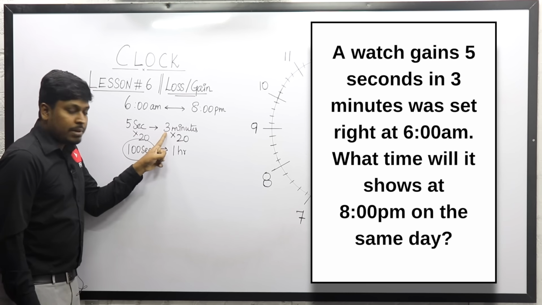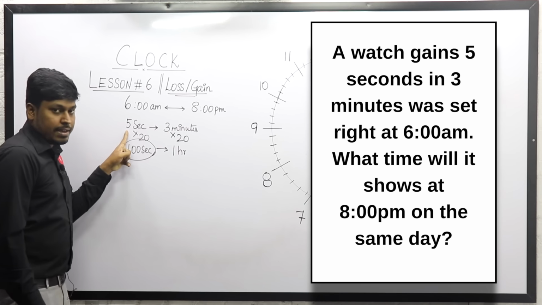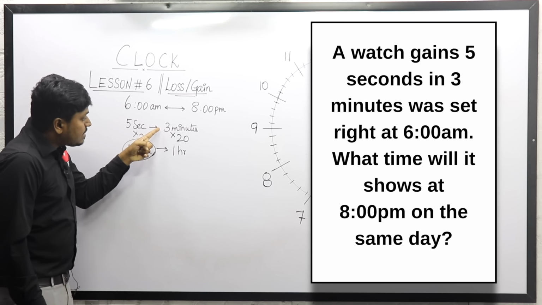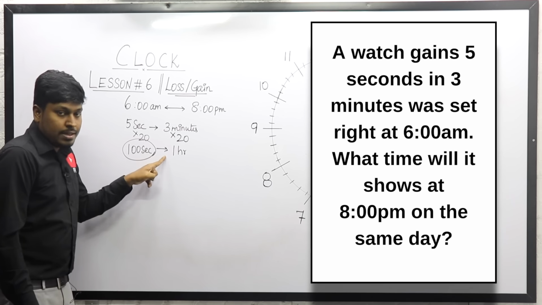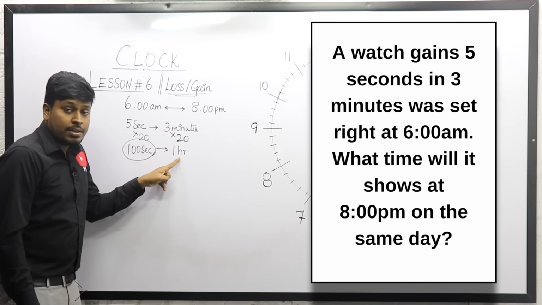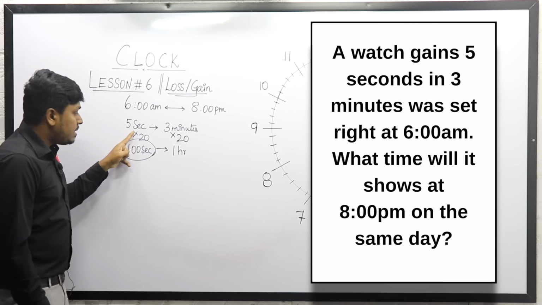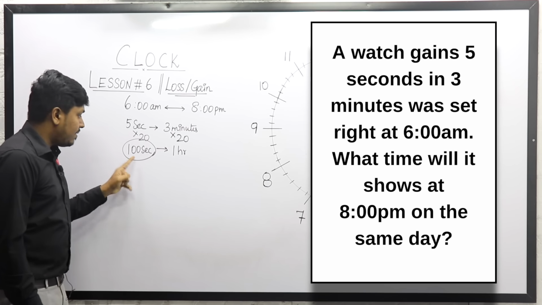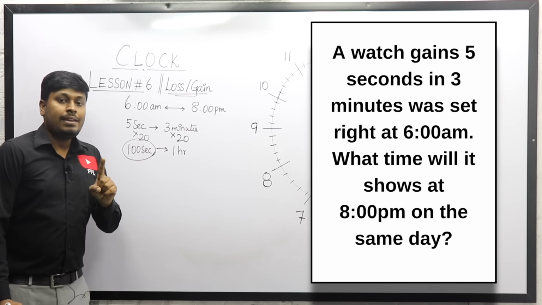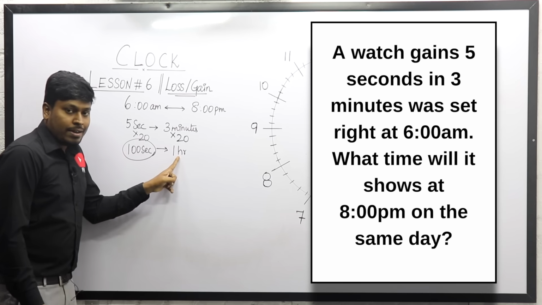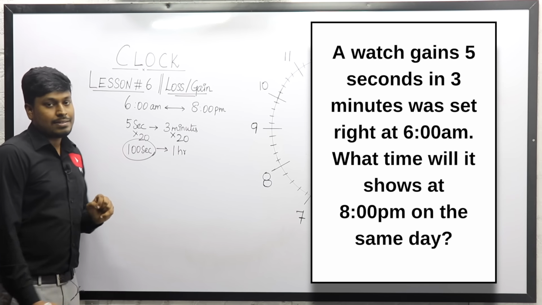For every 3 minutes the clock is gaining 5 seconds. So I have converted this complete value in terms of hours. To convert 3 minutes into a complete 1 hour, I need to multiply by 20. So similarly multiply by this 20. So 5 into 20 will be 100 seconds. So finally I can say that for every 1 hour the clock gains 100 seconds.